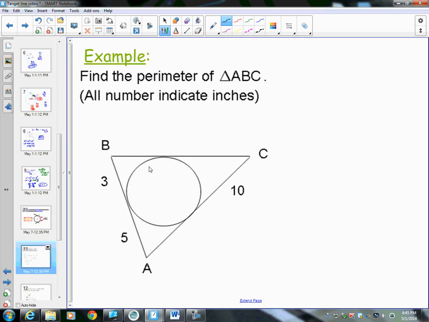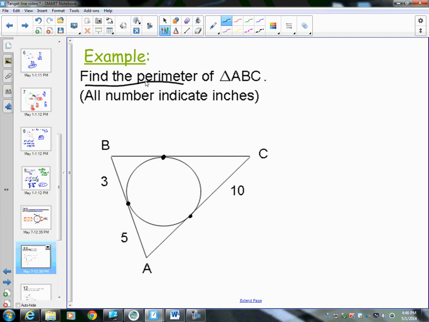So this is an example of it. So again, these lines intersect the circle just once in those 3 points. So BC intersects the circle one time right here, so BC would be a tangent line. BA would be a tangent line, intersects one time, and AC would be a tangent line, intersecting one time. The whole question is asking for the perimeter.